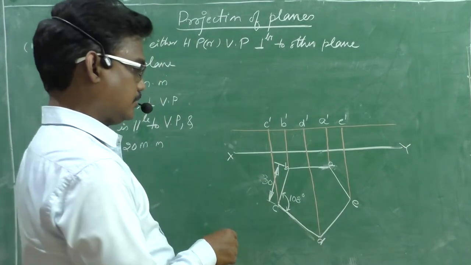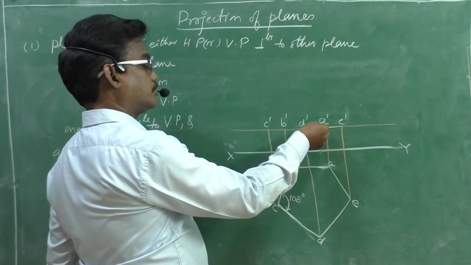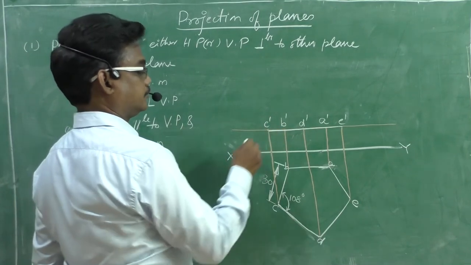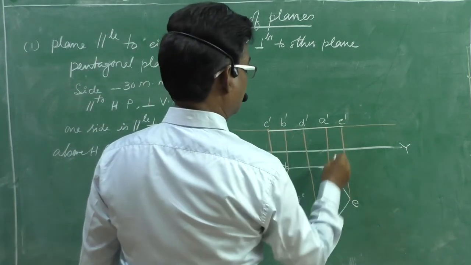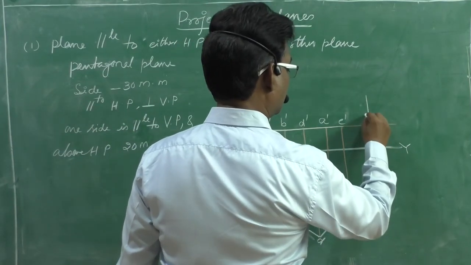Now the required portion of the projection that we need to darken. And you need to give the dimension as this is equal to 20 mm.